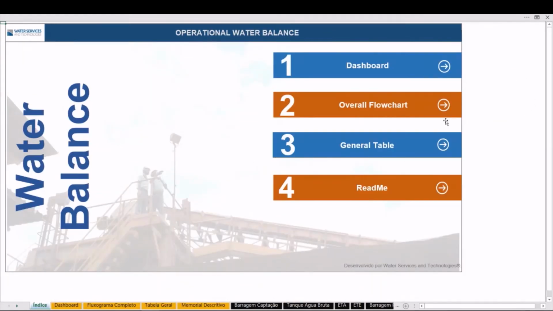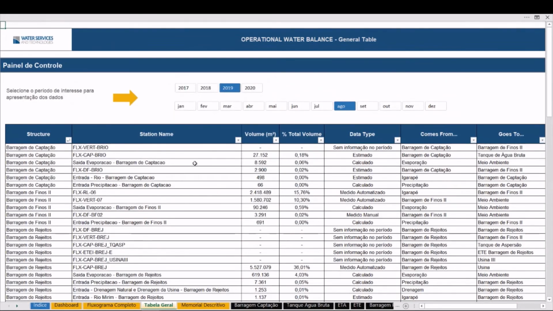And if we go back to the index, we have the general table, and this table here is very important for the user. So here you have all the stations with measurements. It has here the structure where this station is located. It shows the volume of this station in the selected period. It shows the percentage that this volume represents of the total volume. It shows the data type, if it's estimated, if it's calculated, if it's automatic measured data. It shows where the water comes from and where the water goes to.